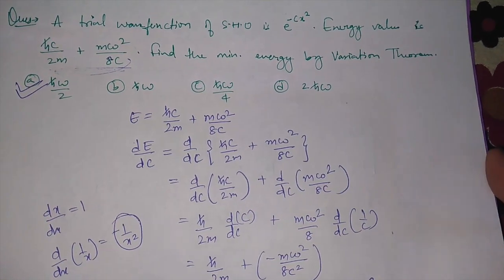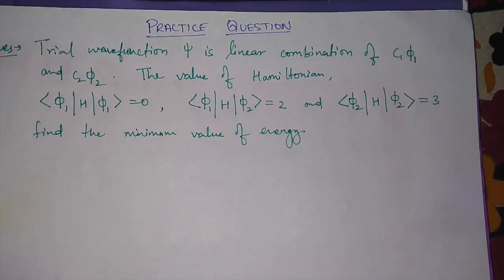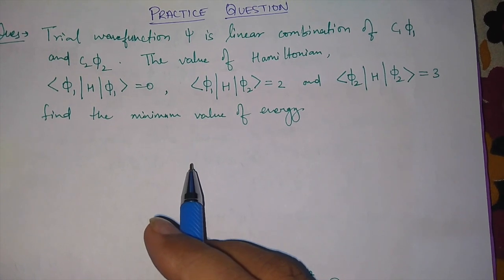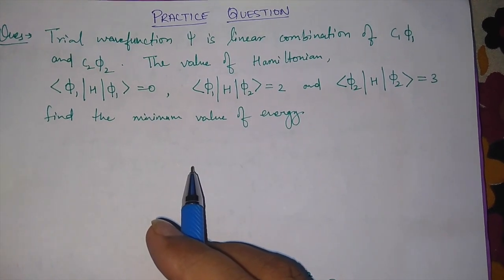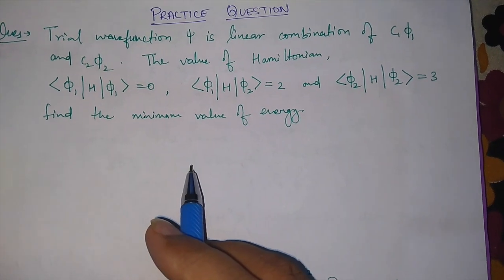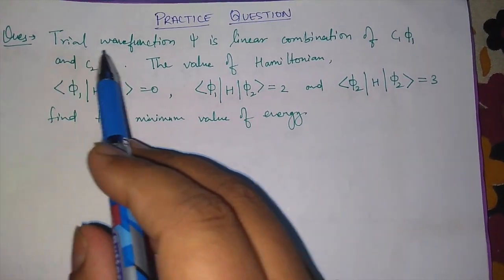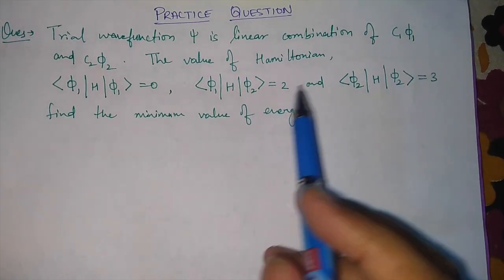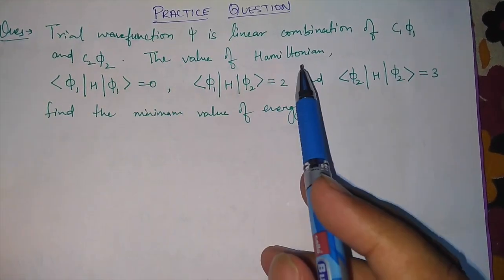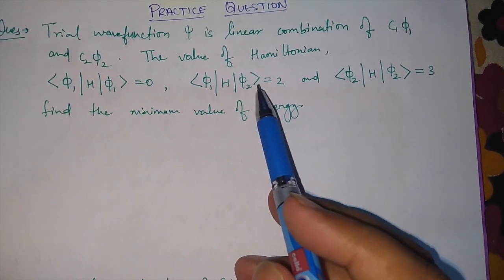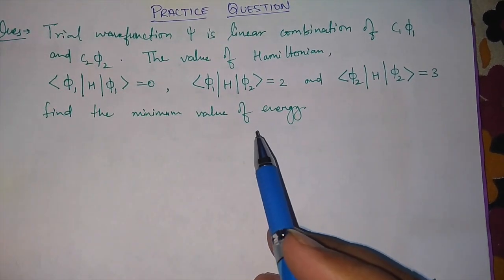Now I am going to give you a question for your practice. Okay, so this is the question which I am giving you guys to solve, and I just hope that you will be able to solve it, and that whatever I have taught was helpful for you. You guys understood it well. So try to do this question. This question says that the trial wave function psi is a linear combination of c1 phi 1 and c2 phi 2. The value of the Hamiltonian is given to you in ket and bra form. So you have to find out the minimum energy.